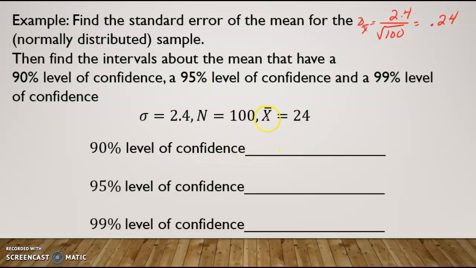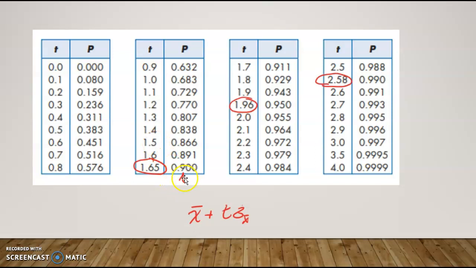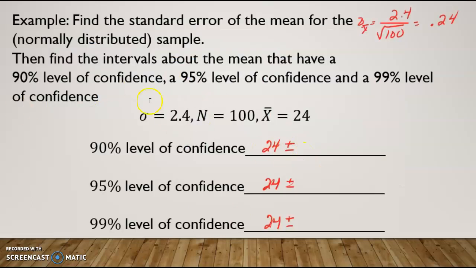Okay. This population mean right here, 24, is going to be used in every single one of them. You'll be going plus on the n on one side, and you'll be going minus on the other. But it'll be used in all 3 places to give you your interval. And the 90% level of confidence, we'll go back here. Look at the chart. The 90% is the 1.65. The 95% is the 1.96. And the 99% is 2.58. So that's what you are going to be multiplying by this 0.24.